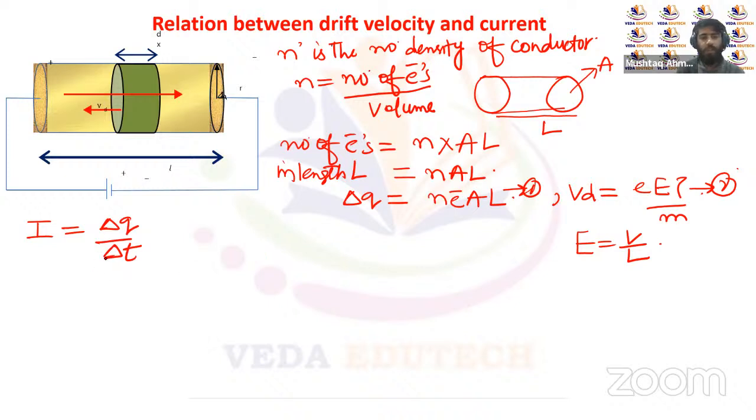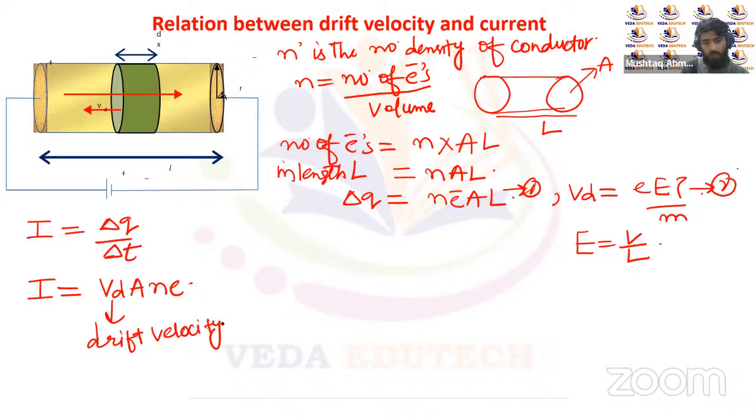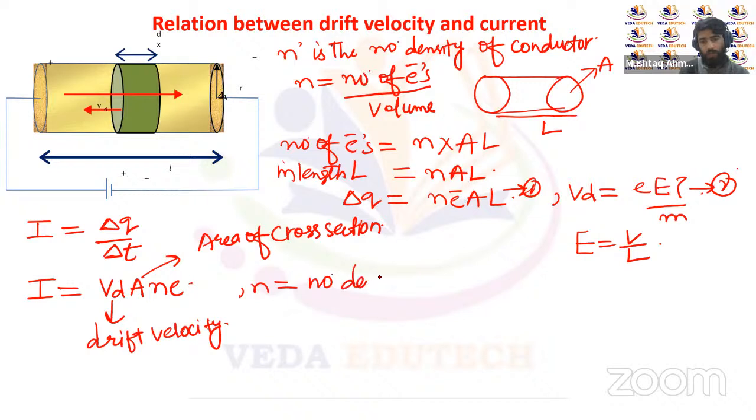Now we have to calculate this current, delta Q upon delta T. We can see that this current will be equal to V D A N E. V D is the drift velocity, A is the area of cross section, and N is the number density. E is the charge of electron.